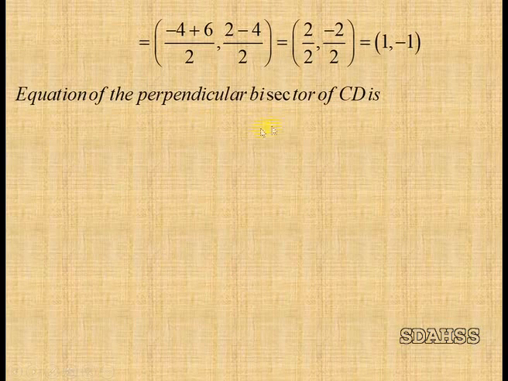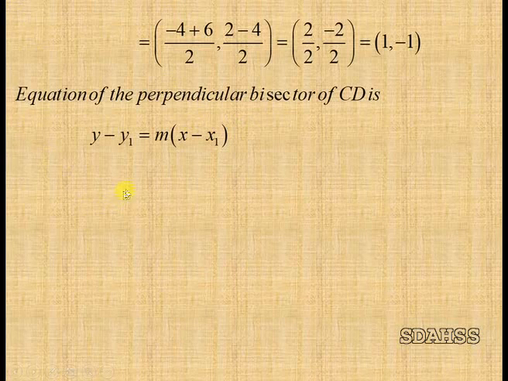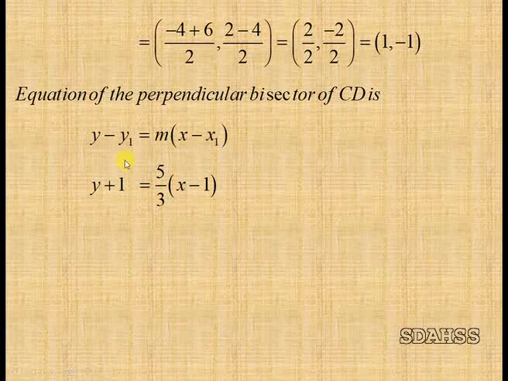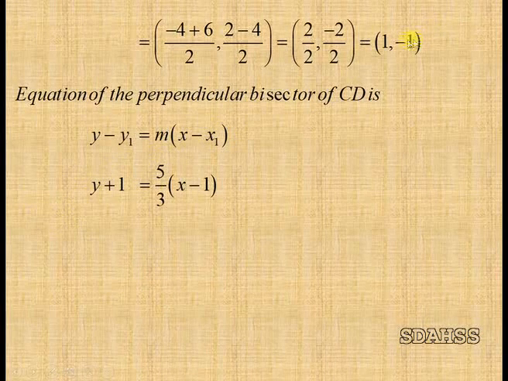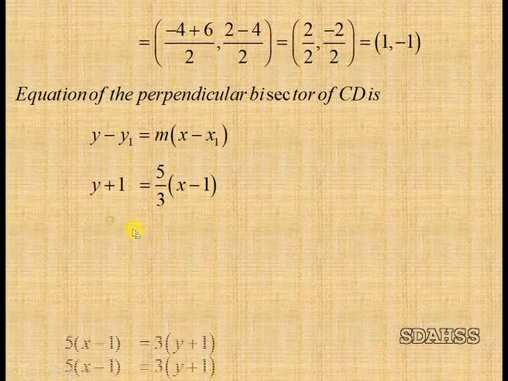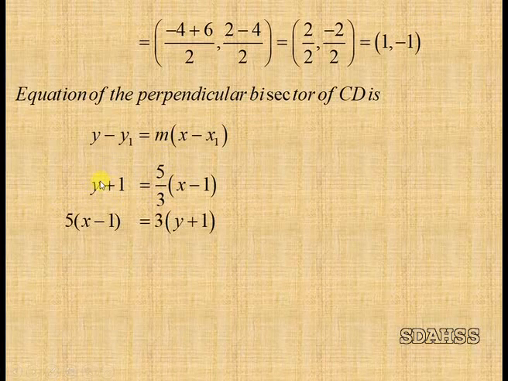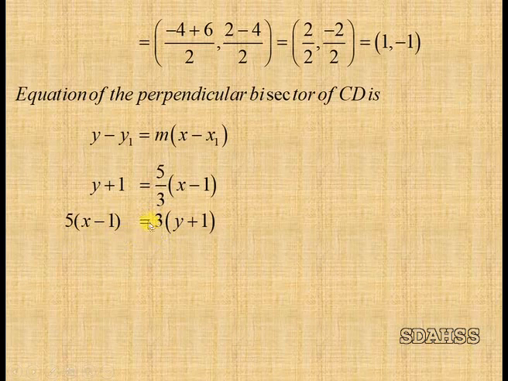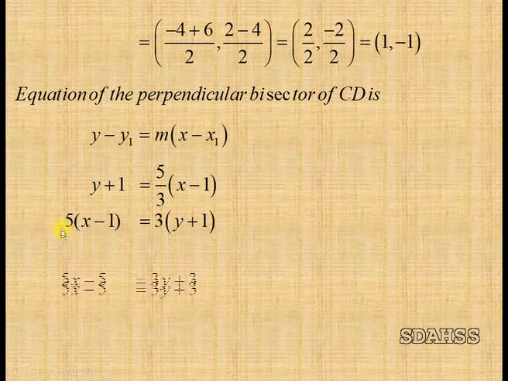Then the equation of the perpendicular bisector is y minus y1 is equal to m into x minus x1. This is x1, y1. m is 5 by 3. Substitute the values. So y plus 1 is equal to 5 by 3 into x minus 1. Cross multiply. So you have 3 into y plus 1 is equal to 5 into x minus 1.